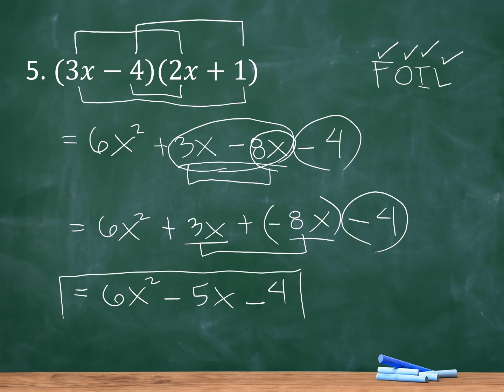So the answer is 6x squared minus 5x minus 4.